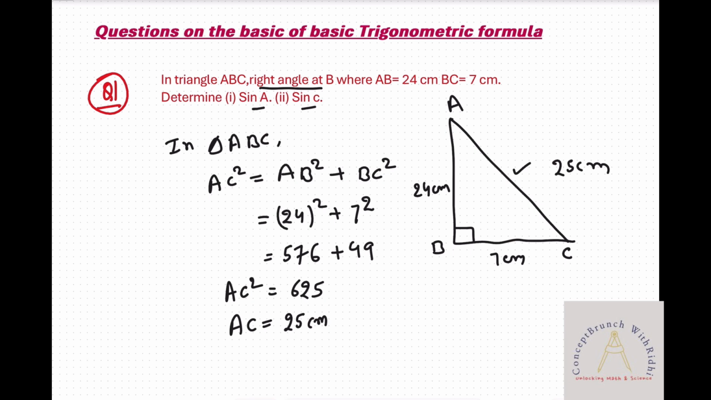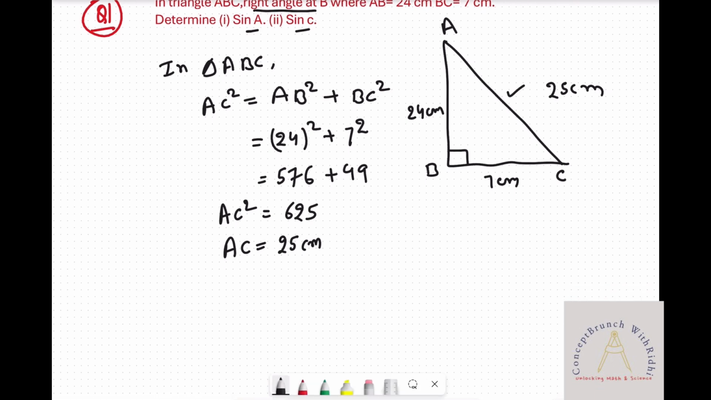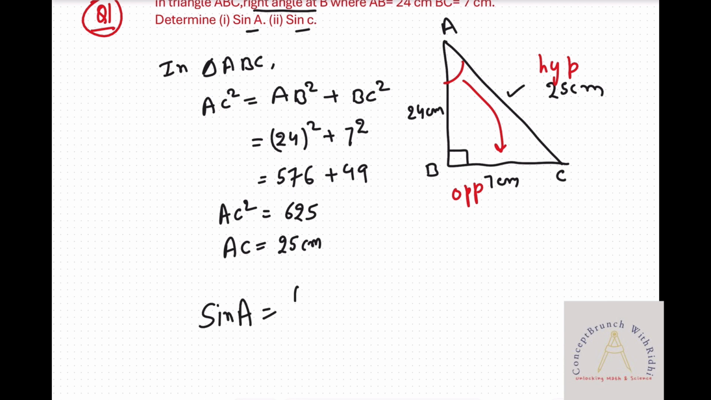You have to understand that there are two different angles we are talking about. First, sine A means this angle we have to consider. It means this is your opposite and this is your hypotenuse, right? So the value for sine A will be opposite divided by hypotenuse. What is opposite? 7. What is hypotenuse? 25 is the answer.